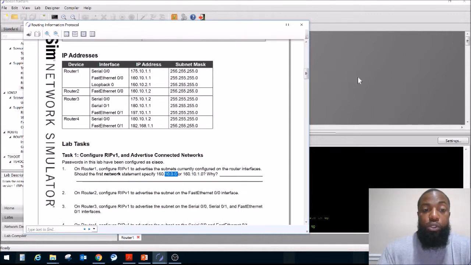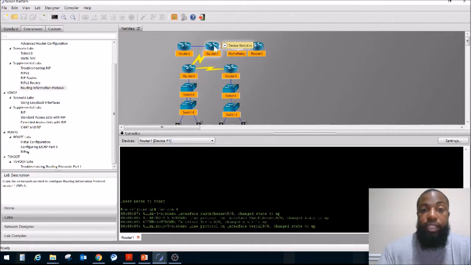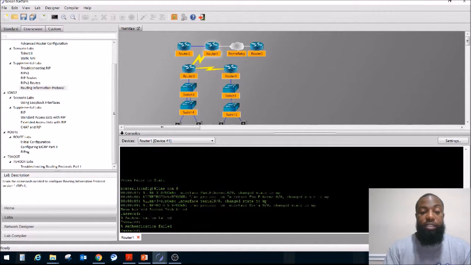So let's go to router 1. That's that bad boy right there. And we are going to go, the password I believe is Cisco.